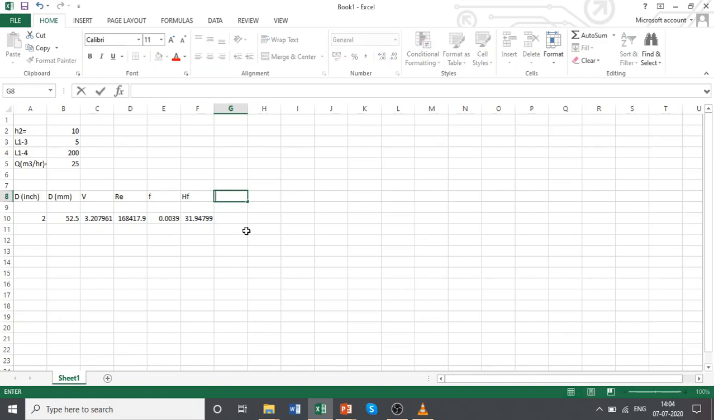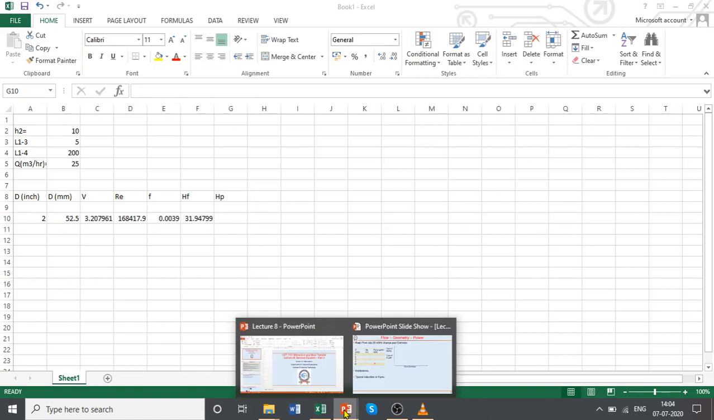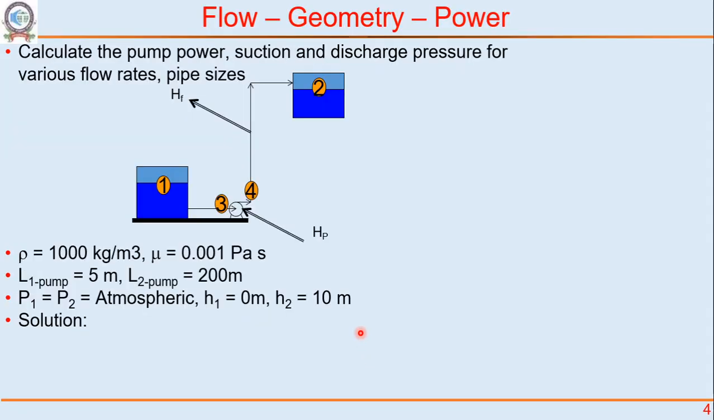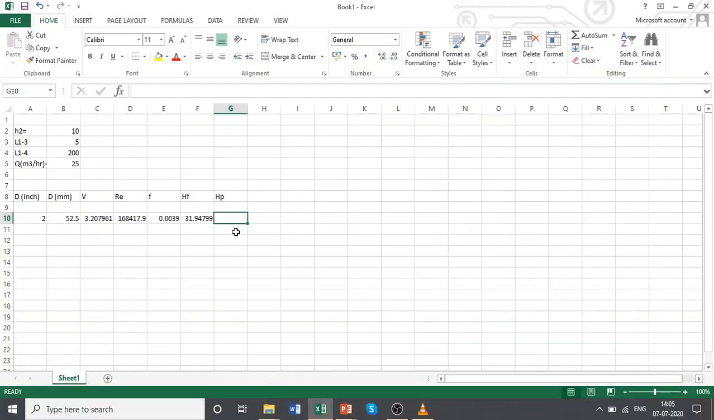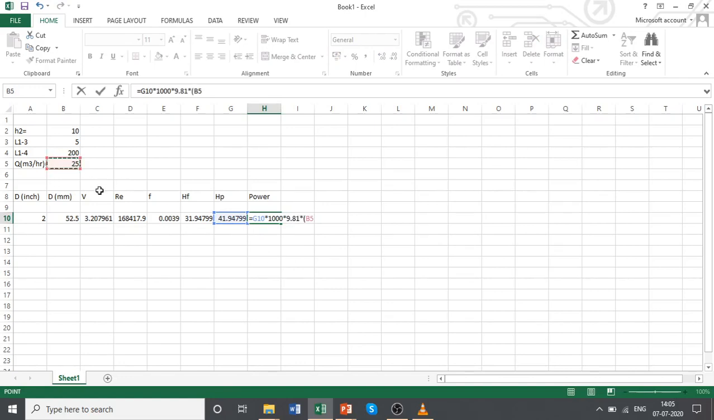Now what is HP? In this particular case, remember P1 and P2 are the same, V1 and V2 are cancelling out. HP required would be height difference plus HF. We had seen that in the previous problem. Let's go to Excel now. HP would be this plus 10 meters, H2 minus H1. Should put it as H2. I put it as a formula because any time these change, all the numbers will change. Now what is the power? Power is HP into rho into g into flow rate, 25 divided by 3600.